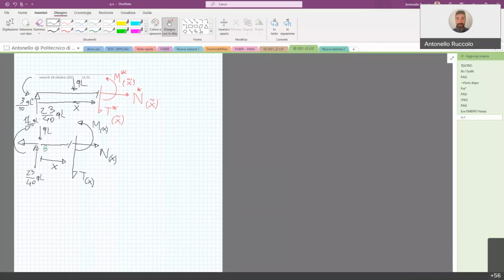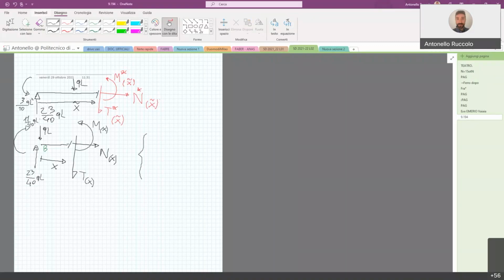So we have in the node B no horizontal force, because there was no axial force. We have the shear force that we computed previously, 23 over 40 QL. We have the applied load QL going downwards, and then we have the bending moment that we have computed previously, which is, in this case, clockwise, and its value is 11 over 40 QL.